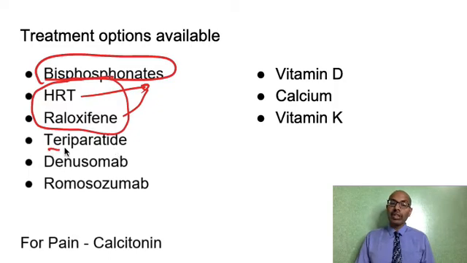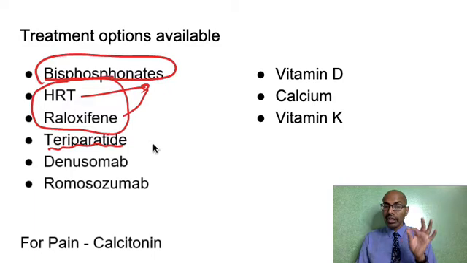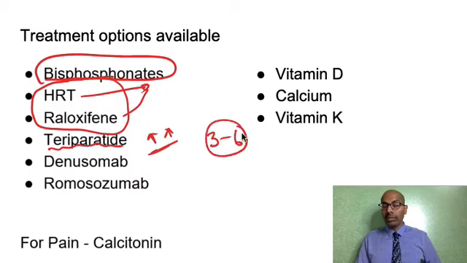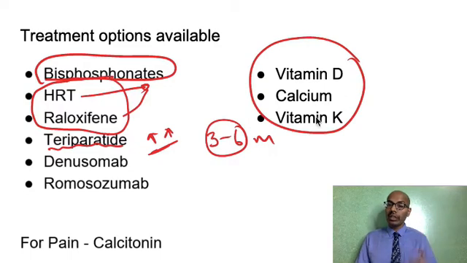Another very important second line drug is teriparatide. Teriparatide is a 34 amino acid recombinant form of the parathyroid hormone, and when given in an intermittent fashion as a daily subcutaneous injection, it increases bone density. It has to be given over a period of 3 to 6 months. Once bone density reaches its normal level, you can supplement calcium and vitamin D and continue the treatment.